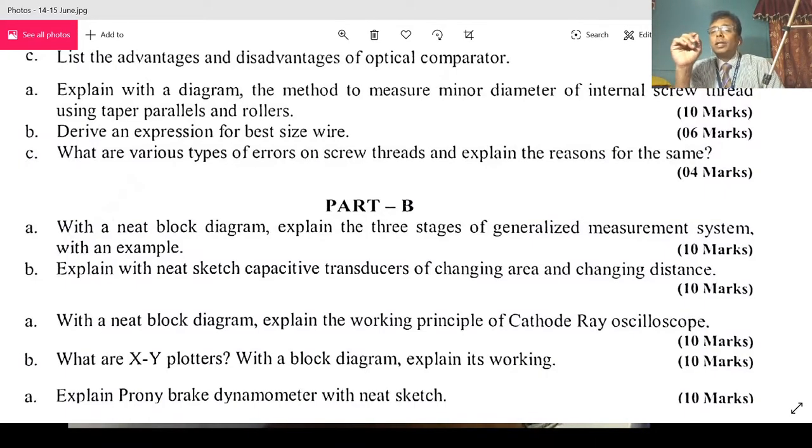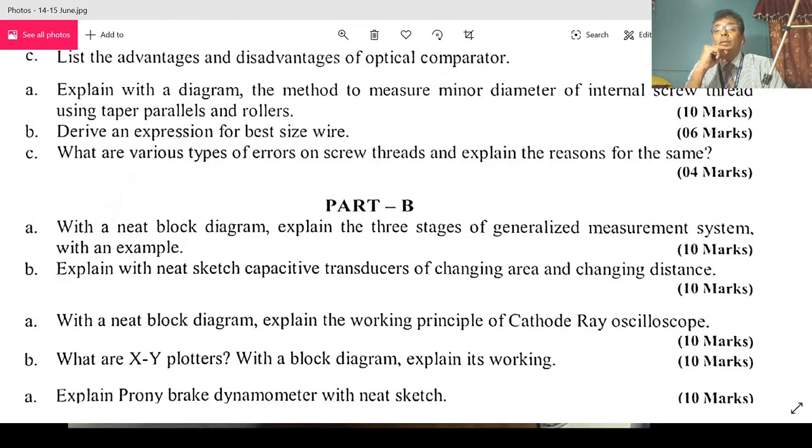Explain with a neat sketch the method to measure the minor diameter of the internal screw thread using taper parallels and rollers. Please let us discuss this during our discussion on the sine bars. Then we are going to discuss dial gauges, then calipers. There are some 2-3 topics that we need to discuss in unit 5, comparators. There we will be taking up this question.